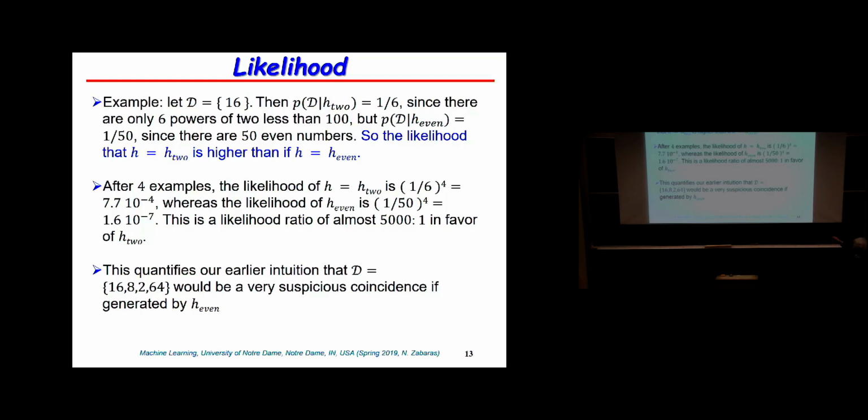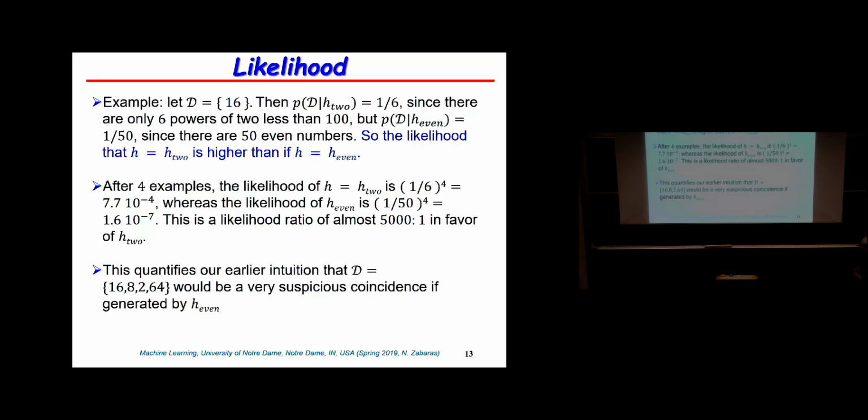So obviously, the likelihood of this is way bigger than the likelihood of that, which means that from the likelihood alone, the probability that this data point was produced from a model that derives numbers from powers of 2 is much higher than from a model that takes basically even numbers. You see that?